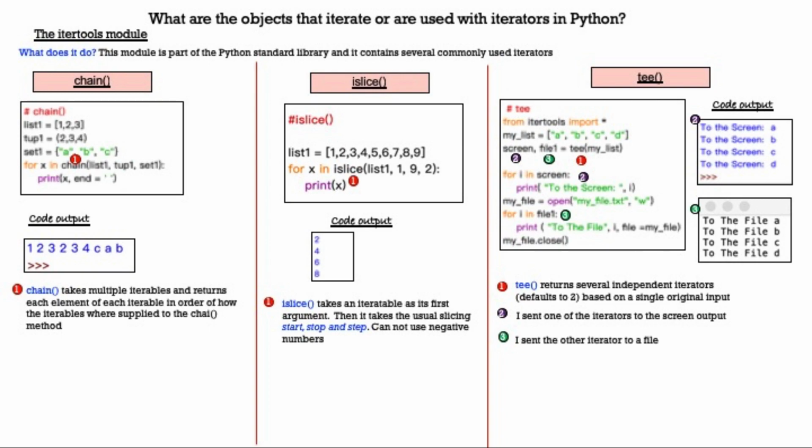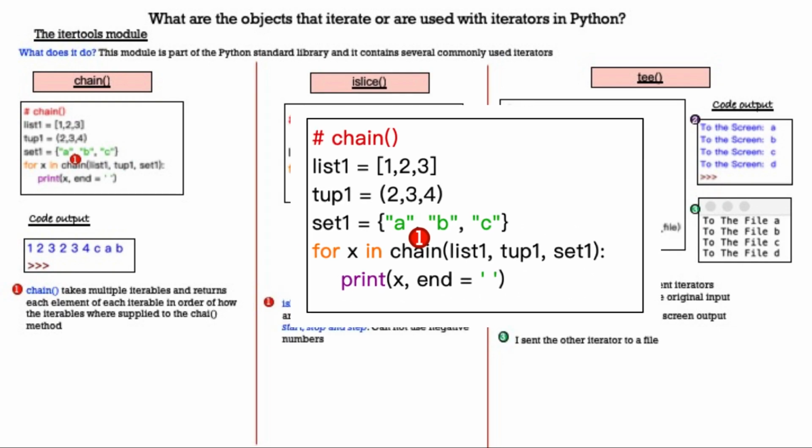Chain takes multiple iterables and returns each element of each iterable in order of how the iterables were supplied to the chain method. So we'll look at the code. We have list 1, tuple 1. Each has 3 elements in it, 1, 2, and 3 for the list, 2, 3, and 4 for the tuple. Then we have a set of 3 strings, A, B, and C.